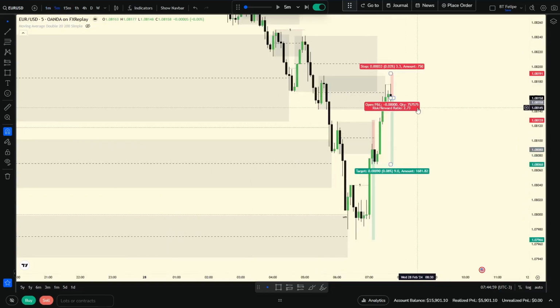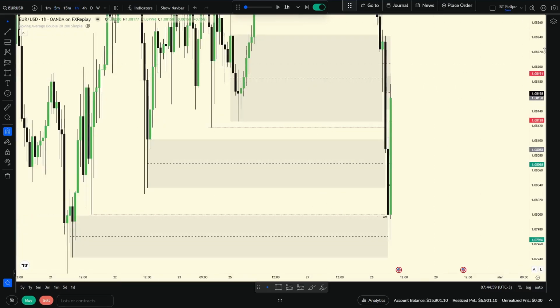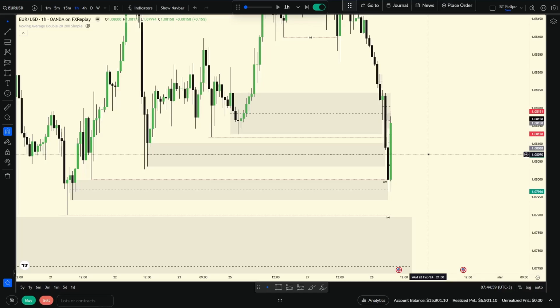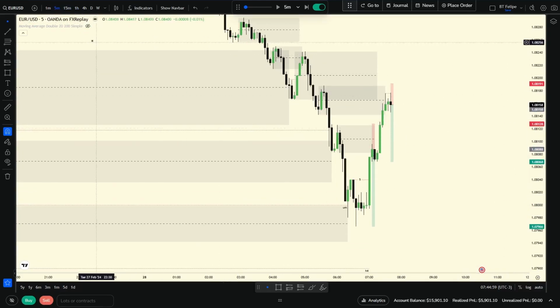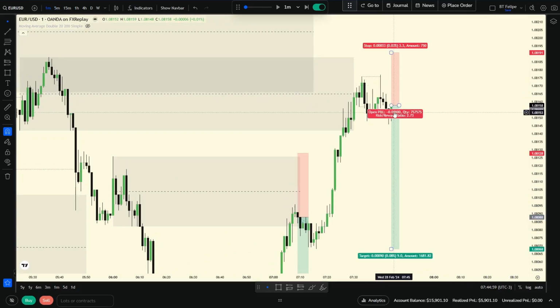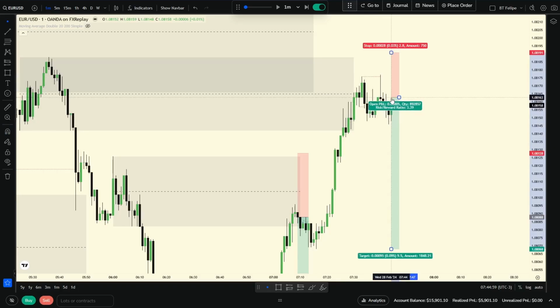A very strong push up. This just seems like a random POI. Oh, it's also an H1 POI, so that's a little bit better. Broke the low, broke the high.